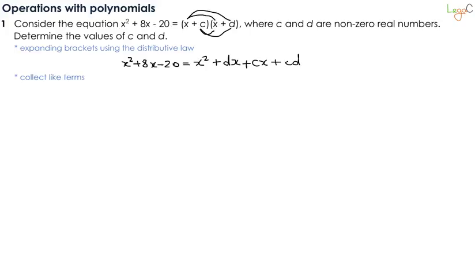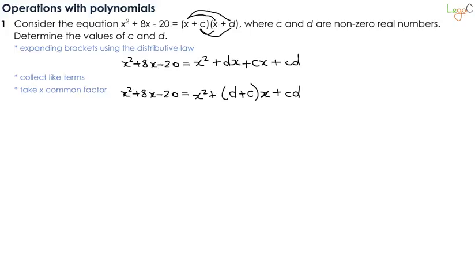The next step is collecting like terms. You can notice that on the right-hand side of the equation, we have these two like terms. How are we going to collect them? Well, we are going to take x as a common factor. So if we take x common factor on the right-hand side, we end up with x squared plus (d plus c) x plus cd.